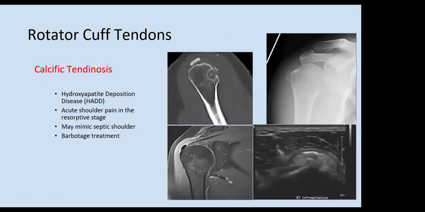And the one that we just looked at is exactly what we already described, the calcific tendinosis, or what we call hydroxyapatite deposition disease. These patients present sometimes with acute shoulder pain during the resorptive stage of the hydroxyapatite deposition disease, and sometimes the pain can be so intense that these patients present to the emergency department with symptoms of septic arthritis of the shoulder joint. The treatment option for these patients is barbotage, aspiration of the calcific tendinosis.